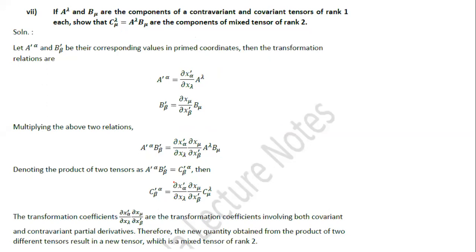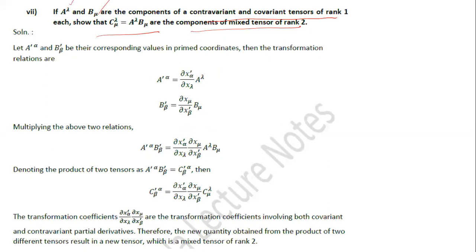If you look at this, lambda is in superscript, so this is a contravariant index. B mu means this is a covariant index. These are the components of a contravariant and a covariant tensor of rank 1. It has only one index, so rank 1. So the product is the components of a mixed tensor of rank 2.